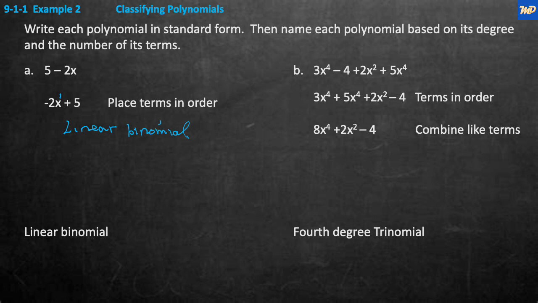So if you take 3x to the fourth and 5x to the fourth, we're putting them in order here. We haven't added them yet. But these two go together. We could actually group them if you wanted to make sure you see them. Then we have the plus 2x squared right here and the minus 4. So these terms are fine because there's nothing to add. These are in order, highest to lowest from left to right, and now we add. 5 and 3 is 8. So it's 8x to the fourth plus 2x squared minus 4.